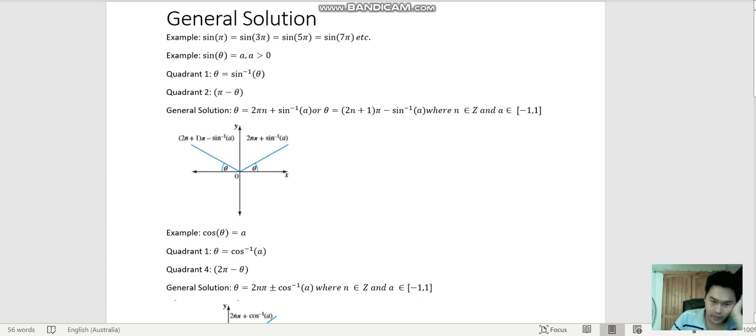This is sort of a visual proof of that. Quadrant 1 here is positive on the right side, and quadrant 2 is the negative part here.